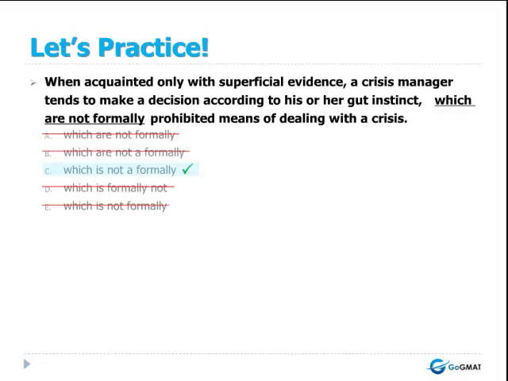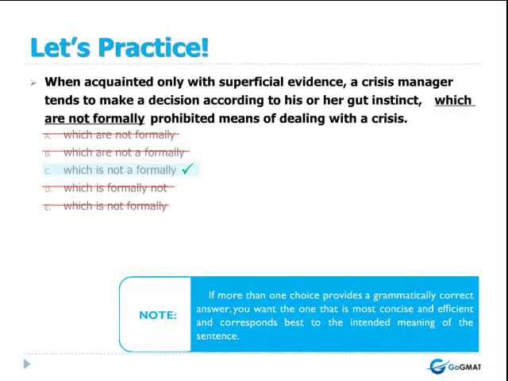Another very important issue to keep in mind while looking for the correct answer in a GMAT sentence correction question is that this correct answer need not be perfect. English, even as it is tested on GMAT, has a lot of peculiarities. Keeping in mind that multiple aspects of language usage can be tested in a single question, pay special attention to the differences among the answer choices. If more than one choice provides a grammatically correct answer, you want the one that is most concise and efficient, and corresponds best to the intended meaning of the sentence.